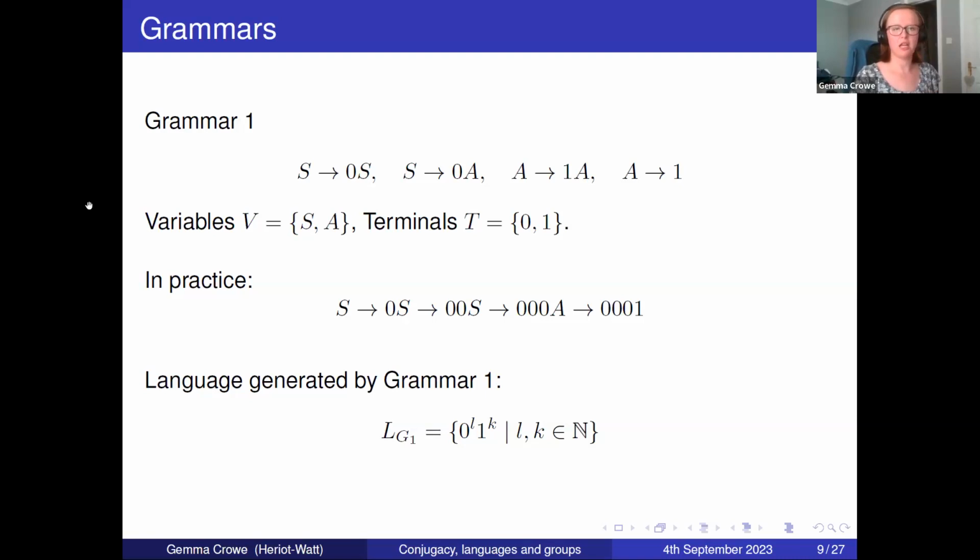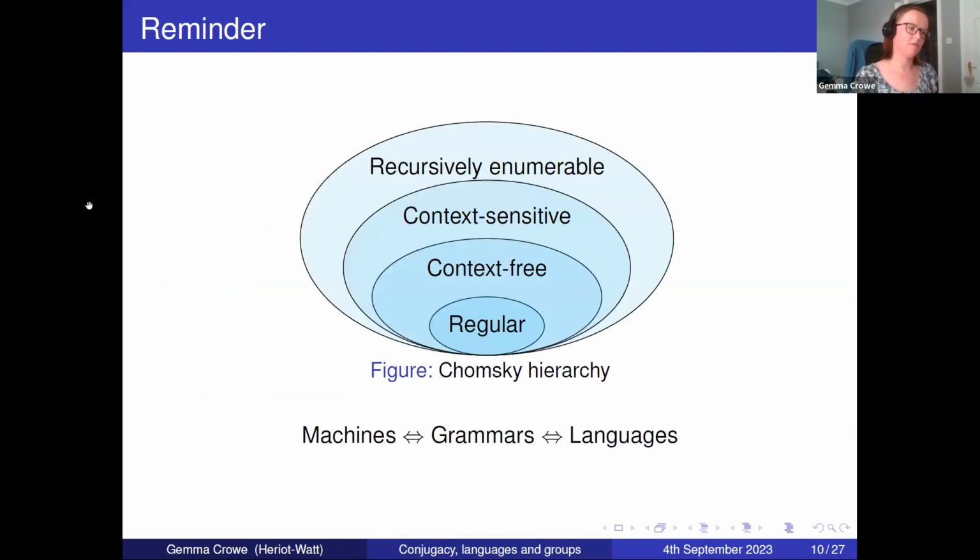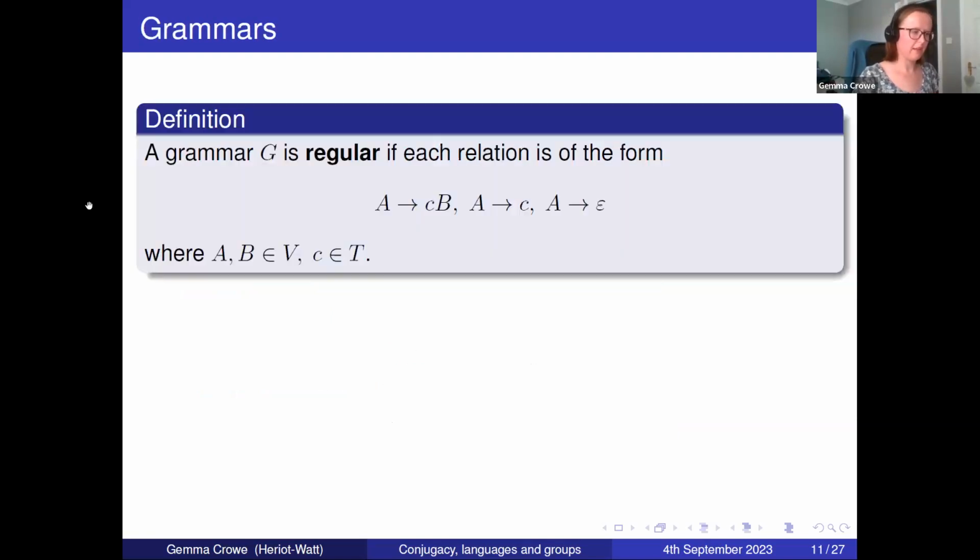So this is the language generated by this grammar. Let me go back a sec to the Chomsky hierarchy, because I want to be able to define what I mean by a regular language and what I mean by a context-free language using grammars. So let's start off with regular, first of all. Our grammar is regular if each of your relations is one of the following 3 forms. So it's quite restrictive in a sense. It has to be one of these 3 forms.